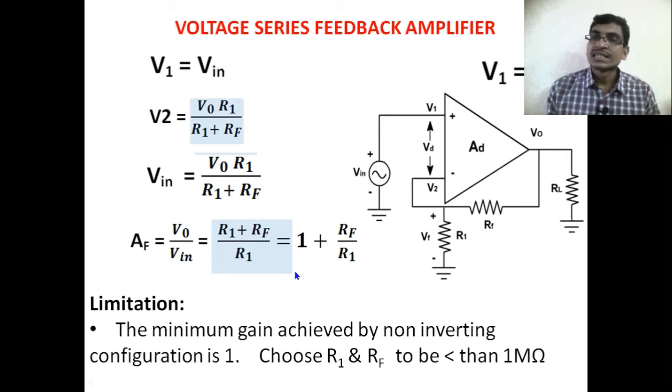The limitation in this voltage series feedback or non-inverting amplifier is that the minimum gain achieved by this is 1, and we have to choose the R1 and Rf values less than 1 mega ohm. Less than 1 mega ohm we have to select. Those are the two limitations of our voltage series feedback amplifier configuration. So here we have to remember the gain of our amplifier is 1 plus Rf by R1.